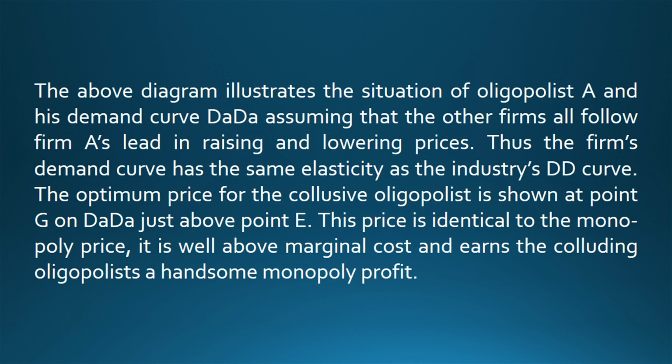The above diagram illustrates the situation of oligopolist A and his demand curve D, assuming that the other firms all follow firm A's lead in raising and lowering prices. Thus the firm's demand curve has the same elasticity as the industry's DD curve. The optimum price for the collusive oligopolist is shown at point G on D, just above point D. This price is identical to the monopoly price. It is well above marginal cost and earns the colluding oligopolists a handsome monopoly profit.